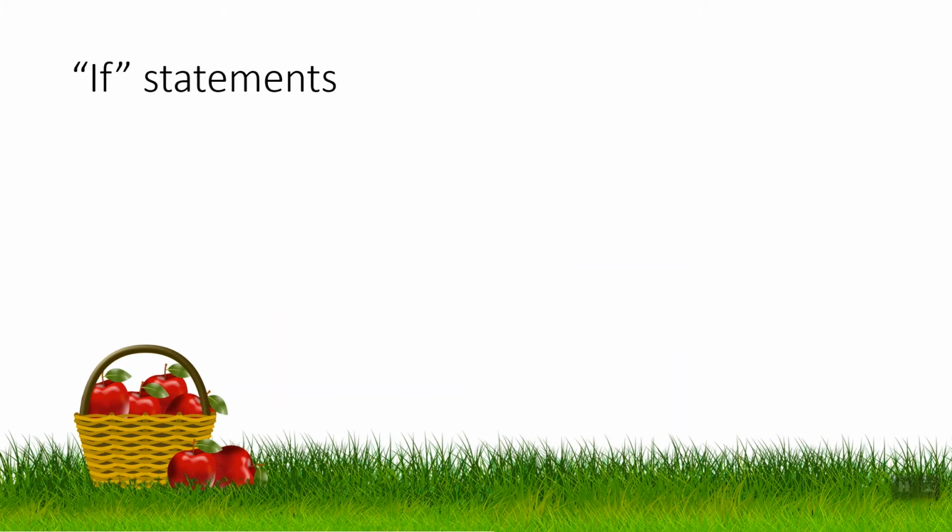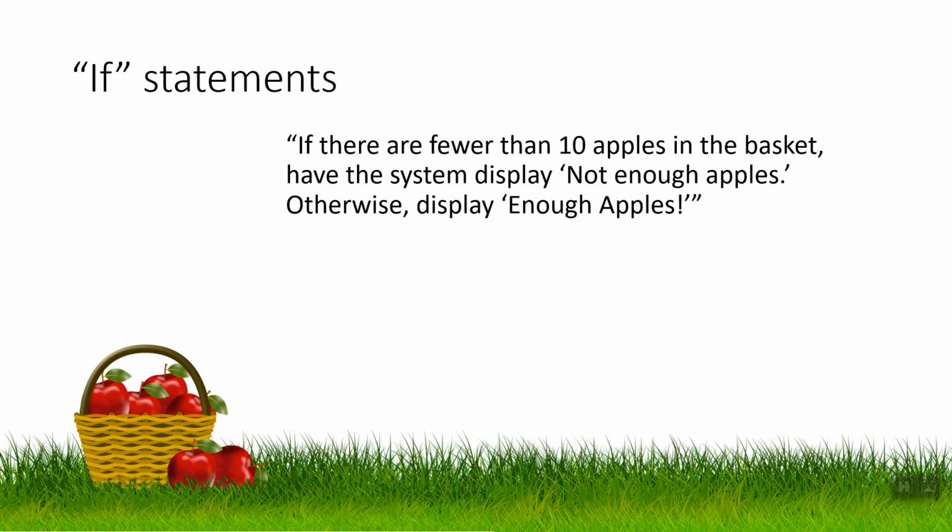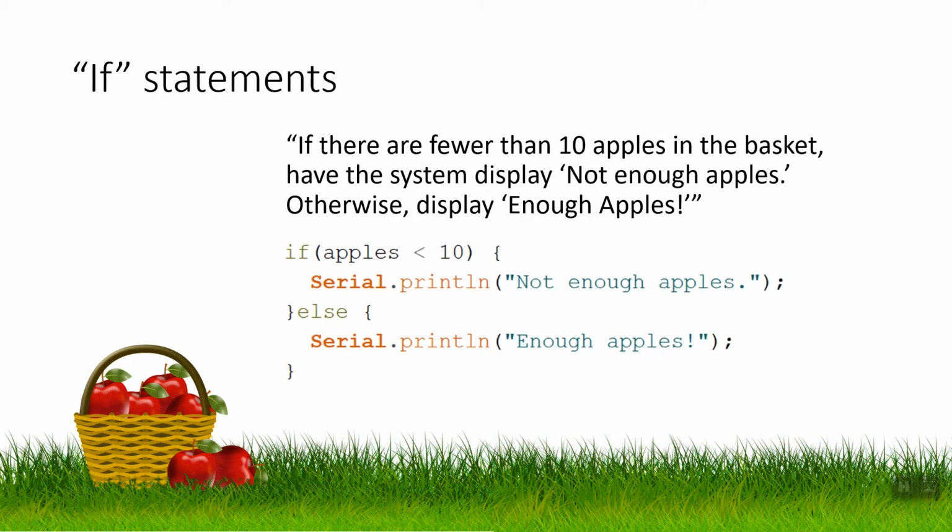But we can make this even more specific. If we want to do 2 different things, depending on if our condition is true or false, we can add an else clause. For instance, we can make it so that once there are 10 or more apples, the system displays enough apples. This is what our pseudocode would look like. If there are fewer than 10 apples in the basket, have the system display not enough apples. Otherwise, display enough apples. Written in code, if apples is less than 10, display not enough apples.